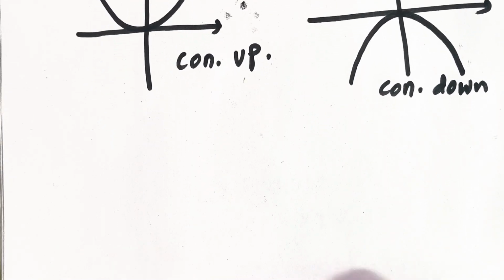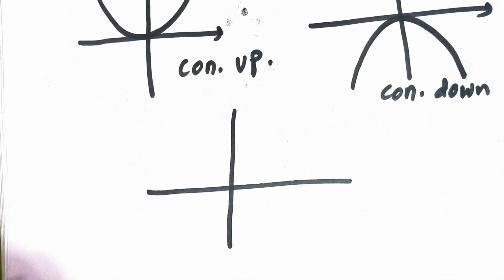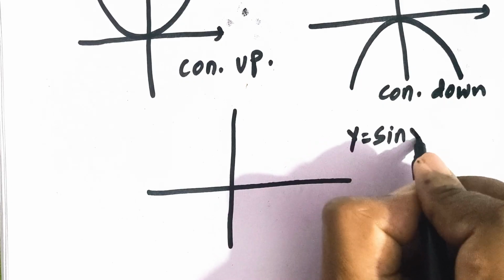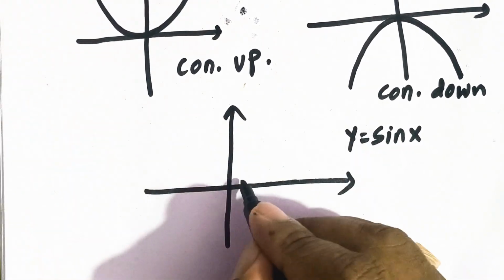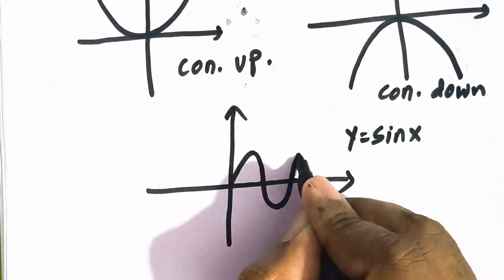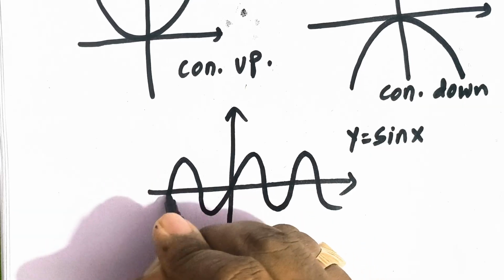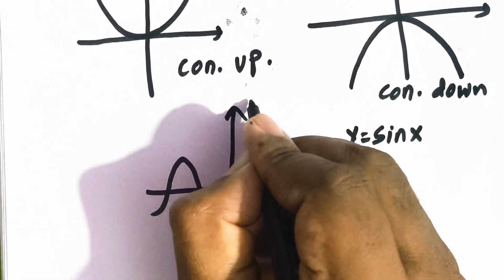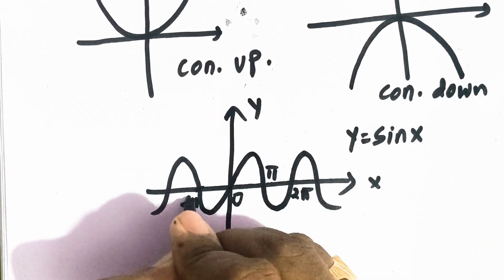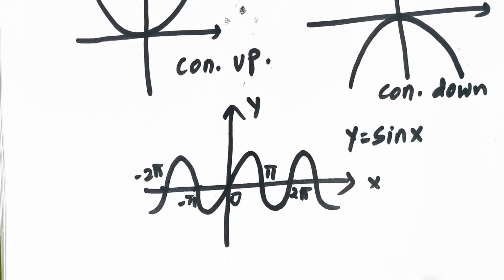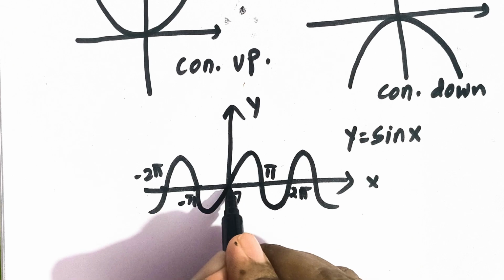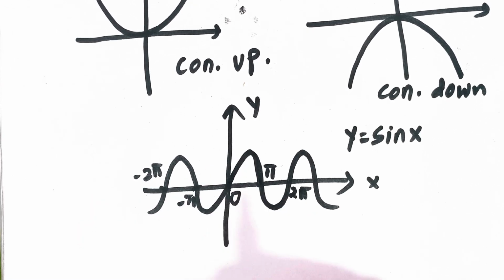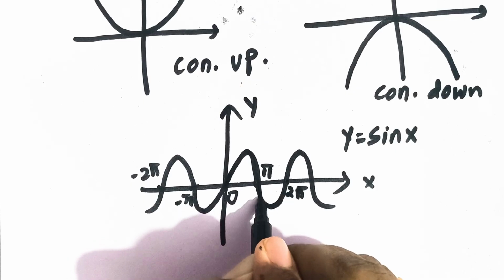Sometimes a graph is the mix of both. Suppose we have the graph of y equals sin x, and its graph looks like this one. This is 0, this is pi, this is 2 pi, x axis, y axis, and this is minus pi, minus 2 pi. So in this region, from 0 to pi, our graph is concave down. It spills water.